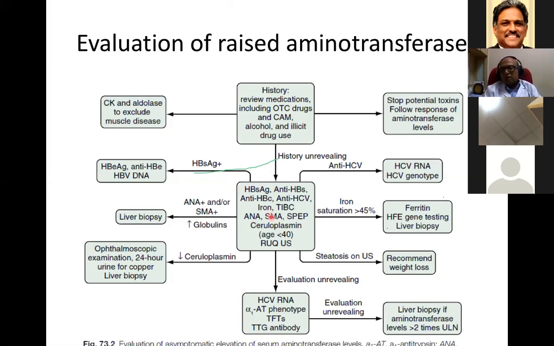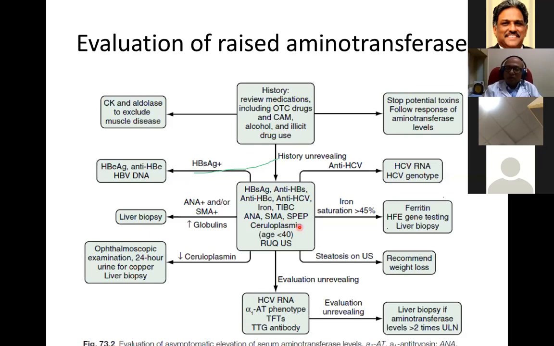In our context, hepatitis B is extremely common. So you're looking at HBsAg as a screening tool for hepatitis B, but you can also look at anti-HBc total, which can sometimes give you a clue that hepatitis B has happened in the past, even if HBsAg comes back negative. Anti-HCV again is an important initial investigation for people who have transaminitis.